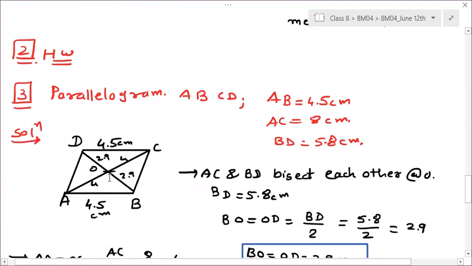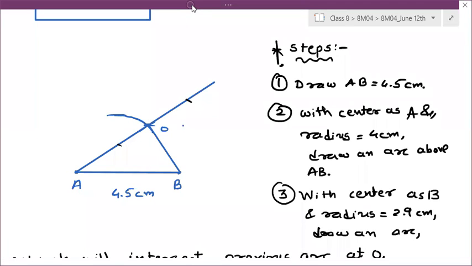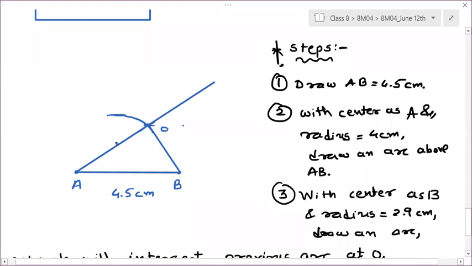From AO, we can see that OC also has the same length in that direction, right? So now our next step is to extend this AO such that AO equals OC, right? And you can get your point C. So extend AO such that AO equals OC and you can get your point C. Give me a minute. Yes. So such that AO equals OC and you can get your point C.